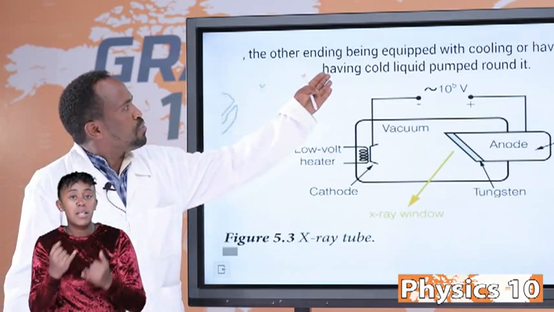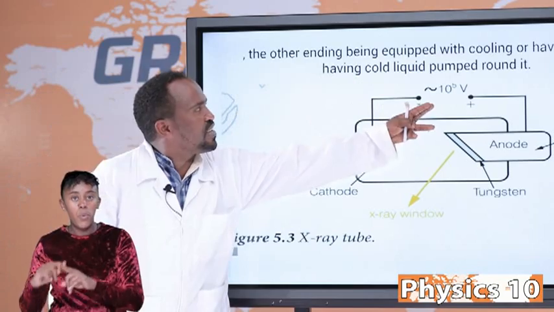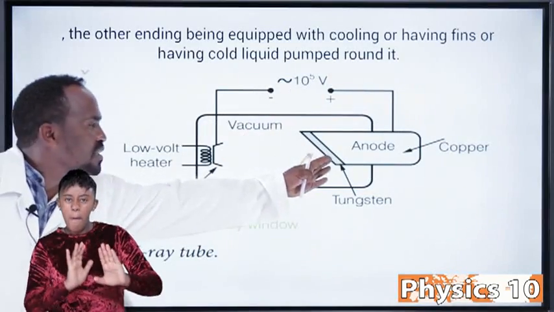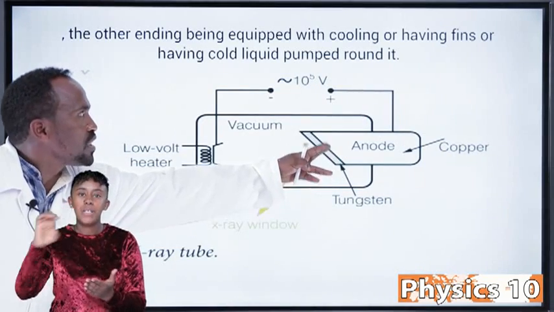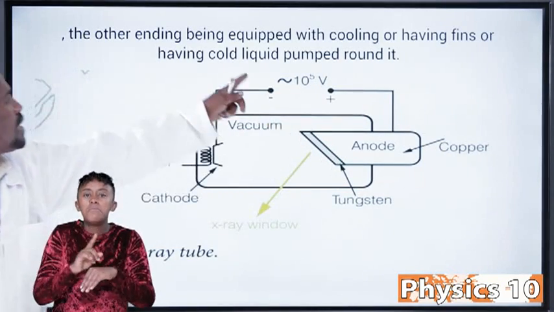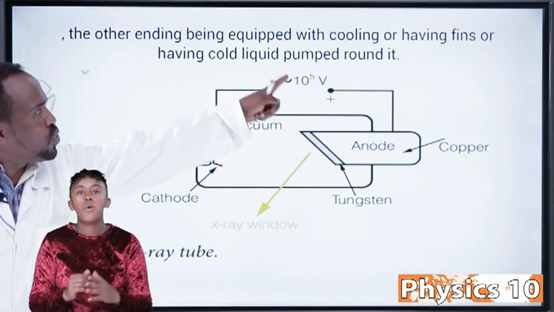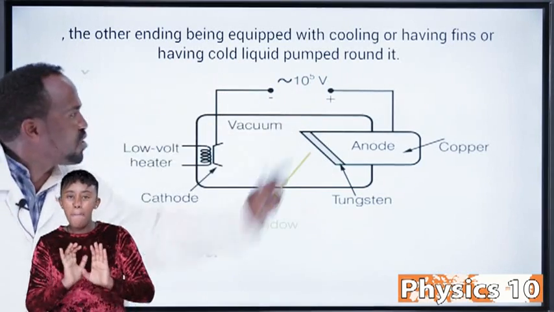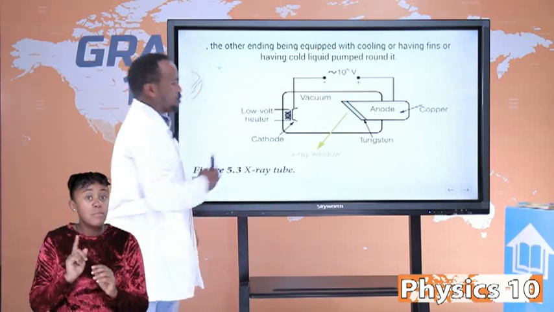The other end is equipped with cooling, having fans or having cool liquid pumped around it. This is the anode, and it is covered by this cooling. There is the cathode.